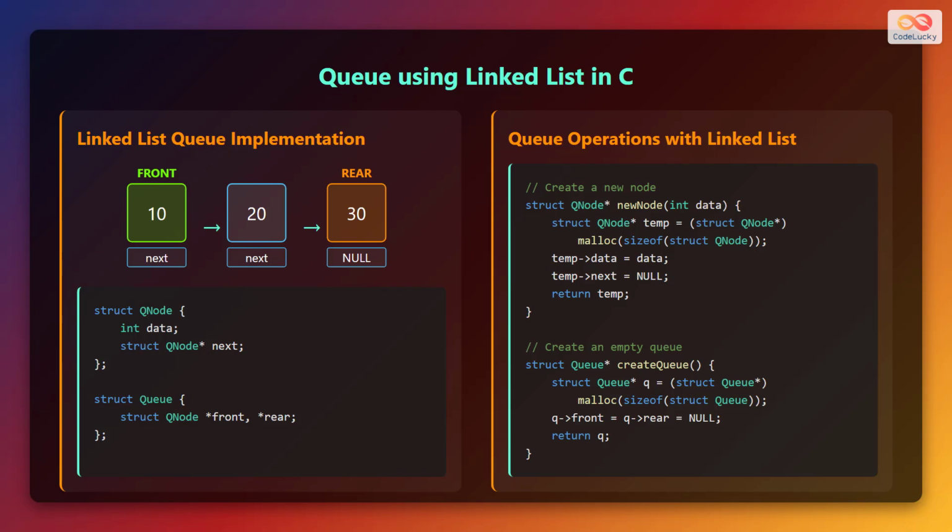Here's the C code implementation. First is the structure queue node. It has an integer variable data and a pointer of type struct queue node named next. Then there is the structure named queue. It has a pointer of type struct queue node named front and a pointer of type struct queue node named rear. In the queue operations with linked list section, the function new node creates a new node for the linked list with the given data and sets its next pointer to null. The function createQueue creates an empty queue by allocating memory for a queue structure and setting both its front and rear pointers to null.